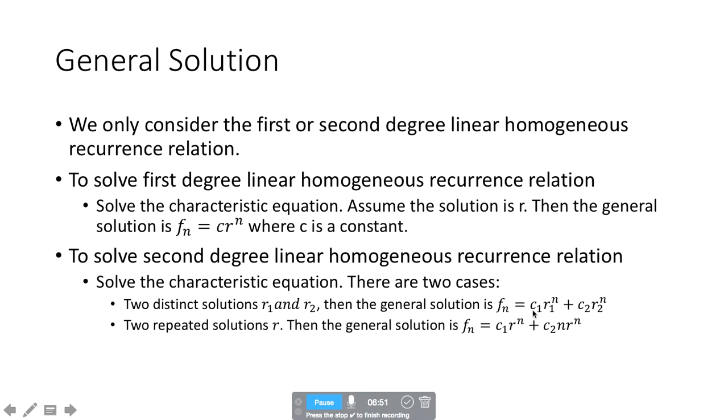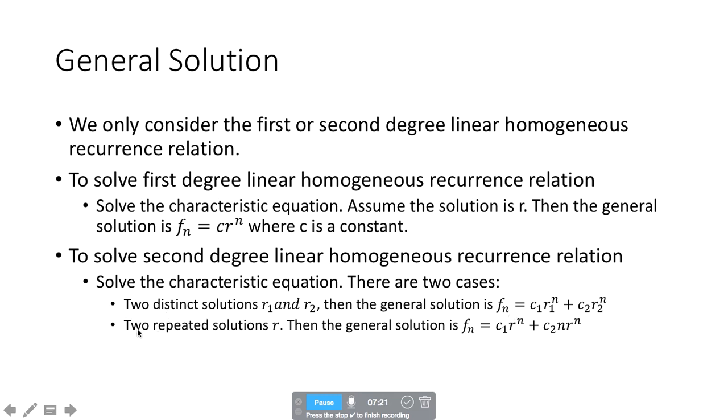So again, if you have different C1 and C2, you get a different specific solution. So that means this general solution shows you have infinitely many solutions. But in real life, we will solve the recurrence relation with some initial conditions, which means with those initial conditions, we will be able to specify C1 and C2 as fixed constants. Okay.